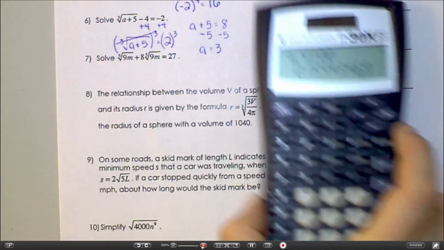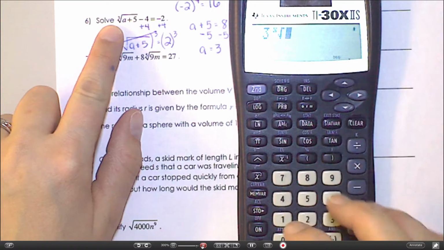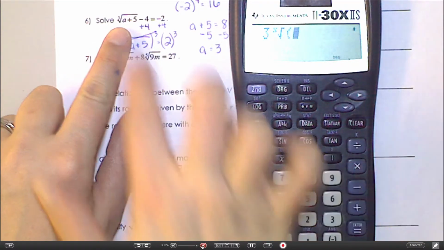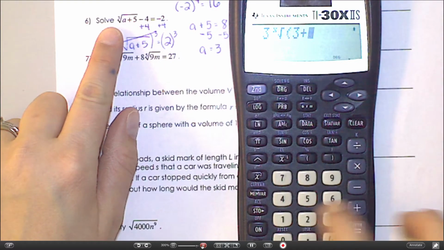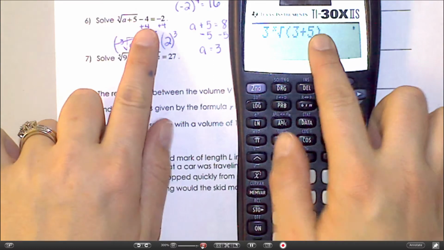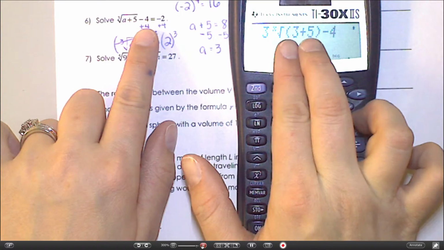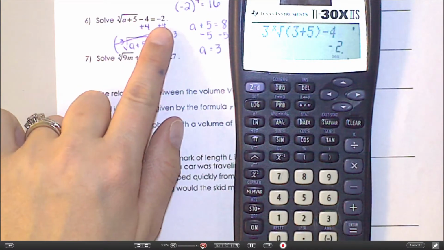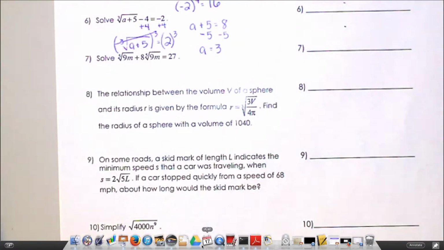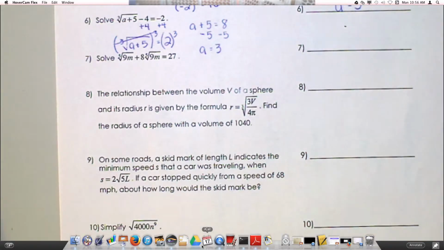So here's how I would check one like this one. Cube root of, and underneath the radical, I'm putting 2 things. I'm putting a, which is 3, plus 5. So in parentheses, I'm going to say 3 plus 5. Close the parentheses, and then put -4 on the end. You want to tell your calculator the 3 and the 5 go under the radical, but the 4 does not. Enter. Does it equal what it's supposed to? Yes. So this one works. Our answer is just a equals 3. You do not have to write out your check, but you should do it in your calculator.